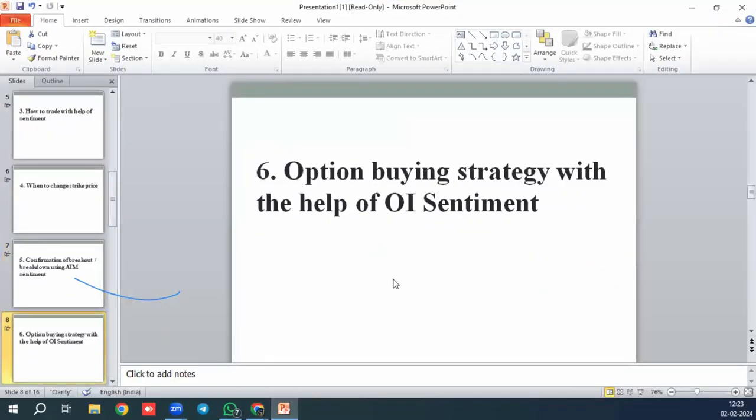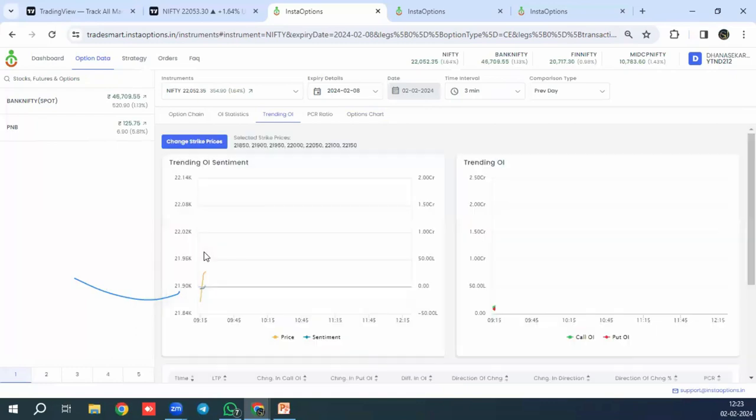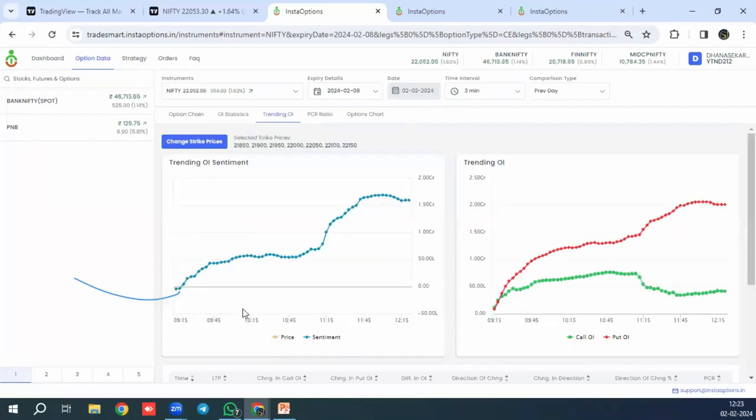So after this, I will explain one option buying strategy using this sentiment, and also one selling strategy using this sentiment. Okay. So for the buying strategy, we need to wait till 9:30, and we need to confirm that sentiment is in a single direction. It can be from negative to positive or positive to negative. But it should keep on improving on that side.